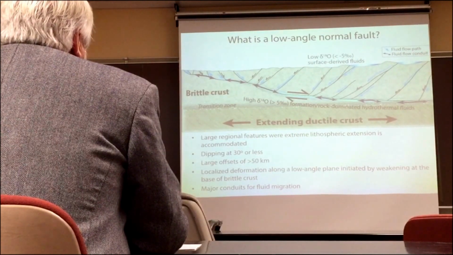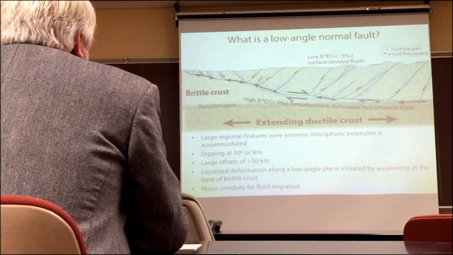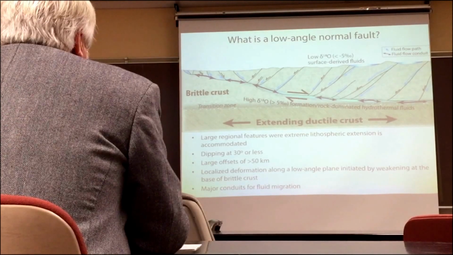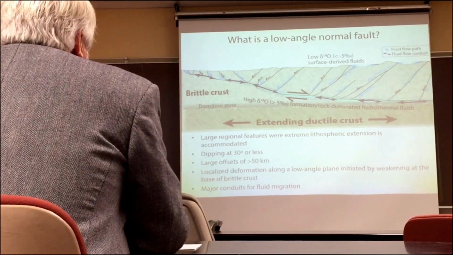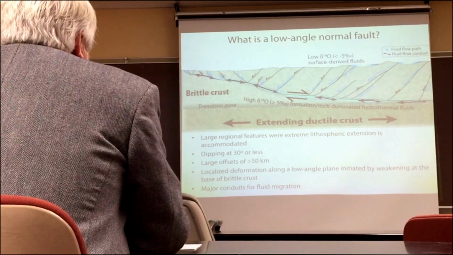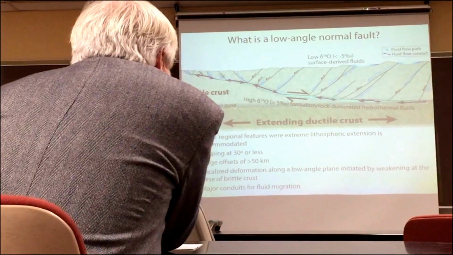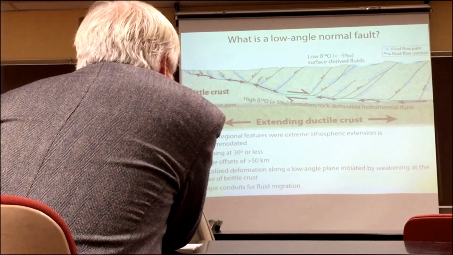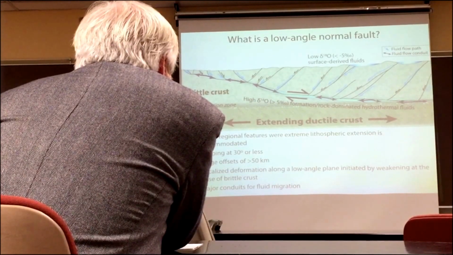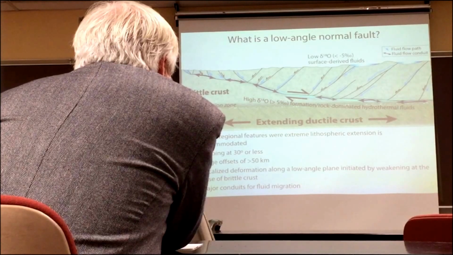So low-angle normal faults are large regional features that are found to accommodate typically over 50 kilometers of displacement due to the relatively shallow angle of dip. The model for their formation would be the bookshelf or domino effect of the upper brittle crust due to the extending ductile crust, where a plane of weakness evolves along the base of the brittle crust. Stable isotope studies have shown that these faults can be major conduits for fluid flow.